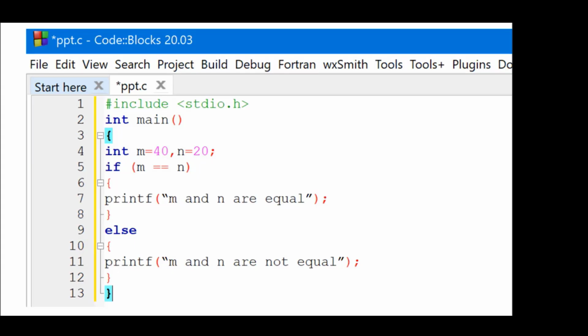And then you would see something has been used there, the if, used in line 5, and else, which has been used in line 9. This is something we call control statement. Control statements are basically used to control the flow of our program.